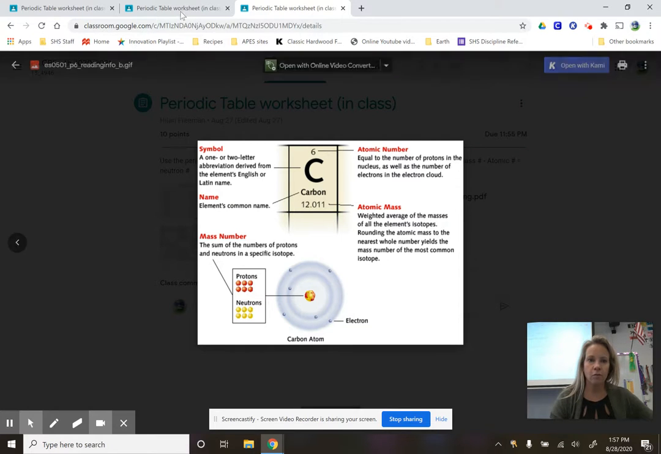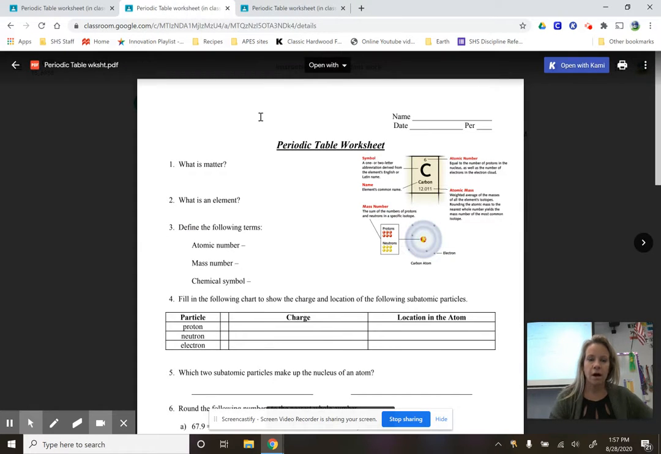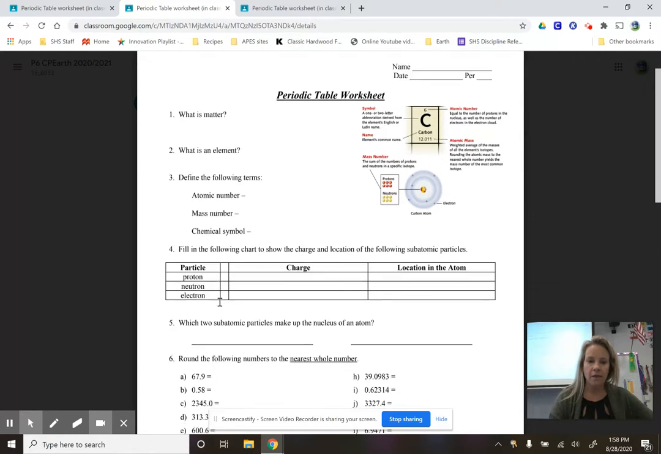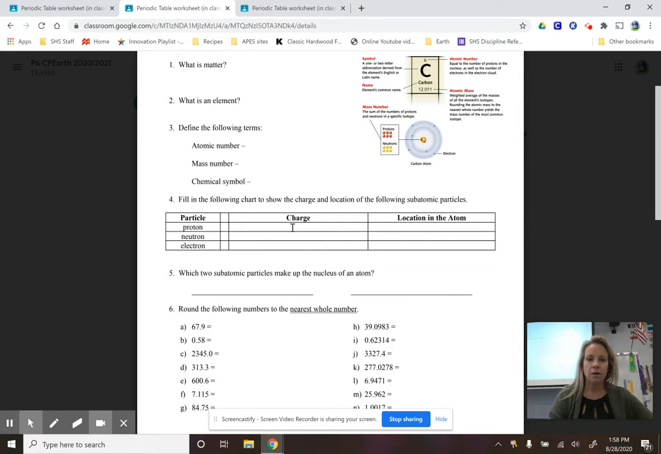So if we go back to our worksheet, these are going to be answered using your notes, or you can simply look them up. And then down here on number 4, the charge: a proton would be positive, for example. And it's also found in the nucleus. This was in our notes, I think module 2, lesson 1. So look in there, look in your book, or look it up.